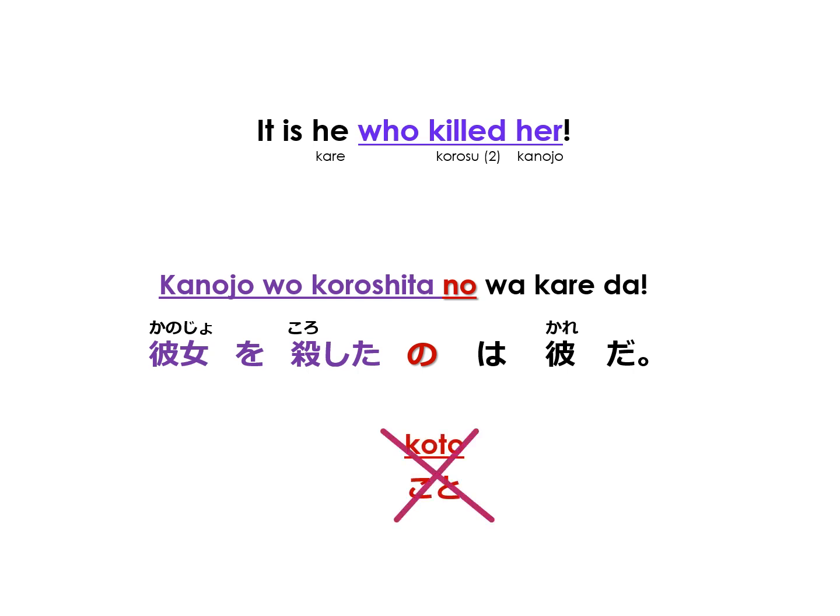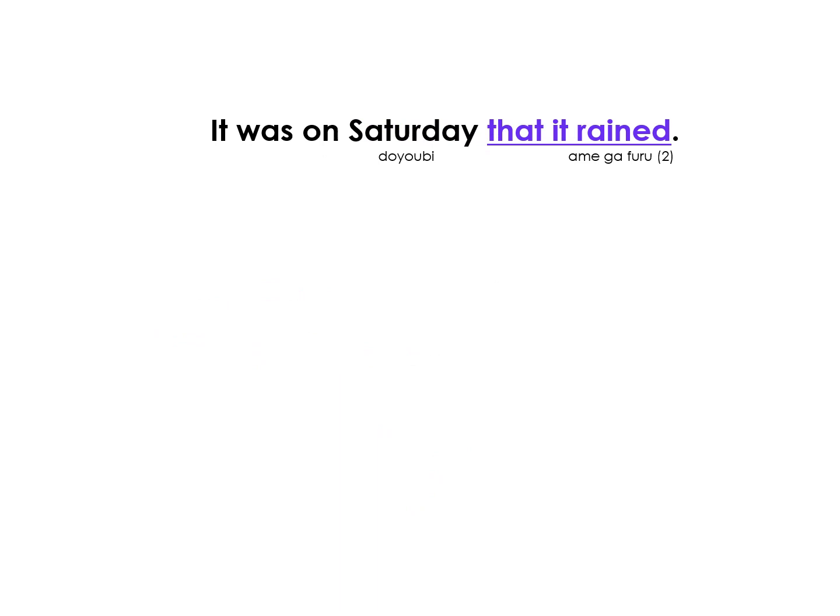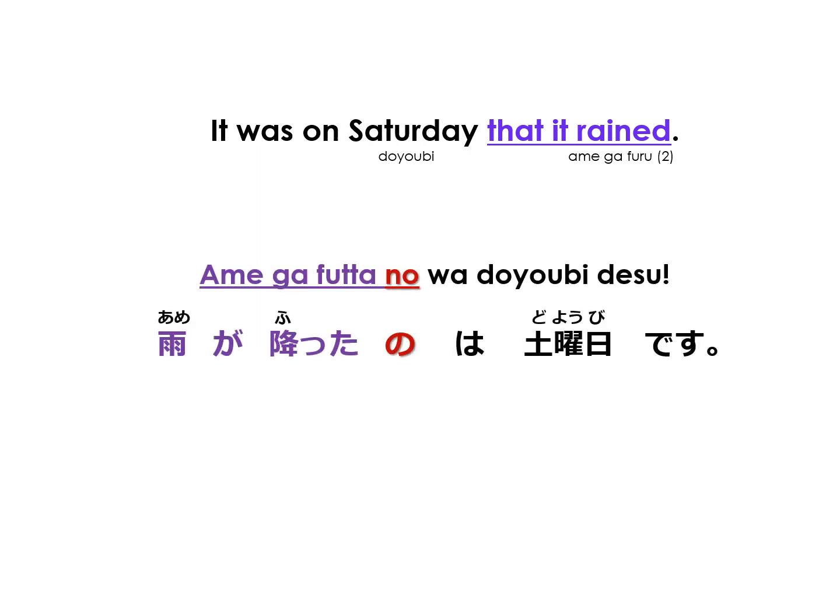Using koto would be incorrect. Next example. It was on Saturday that it rained. That it rained must be nominalized using no because you want to emphasize that it happened on Saturday and not on any other day. In Japanese, 雨が降ったのは土曜日です。 Using koto would be incorrect.